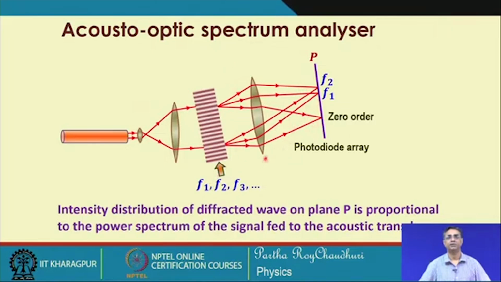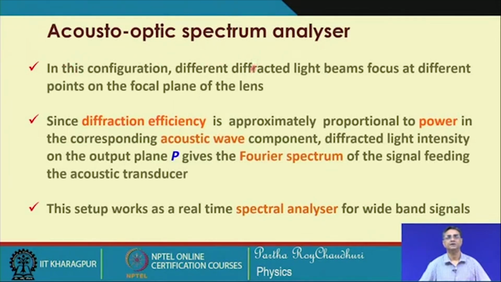They will be collected by a lens. In this configuration, different diffracted light beams will focus at different points on the optical plane of the lens. Since diffraction efficiency is approximately proportional to the power in the corresponding acoustic wave, as we have seen, the diffracted light intensity on the plane P gives the Fourier spectrum of the signal that is being fed to the acoustic transducer.